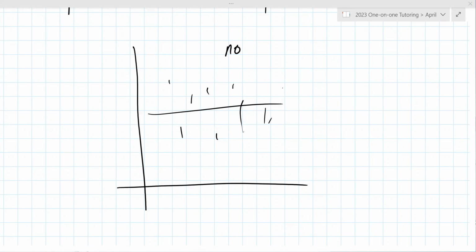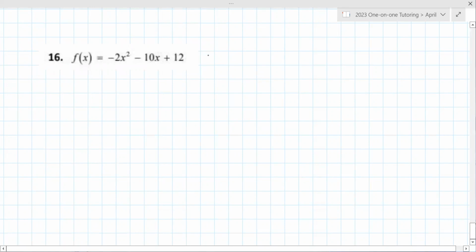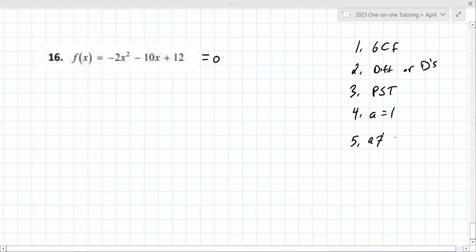All right, moving on to 16 now. It says to find the zeros of the function, you're setting it equal to 0. The type of factoring that is GCF. Factor out -2. Why don't you go ahead and do that for us? When you do that, you're going to get one of these other types, most likely a perfect square trinomial, A equals 1, a grouping, A not equal to 1, a grouping. And then there are a bunch of others beyond here, but this is sufficient.